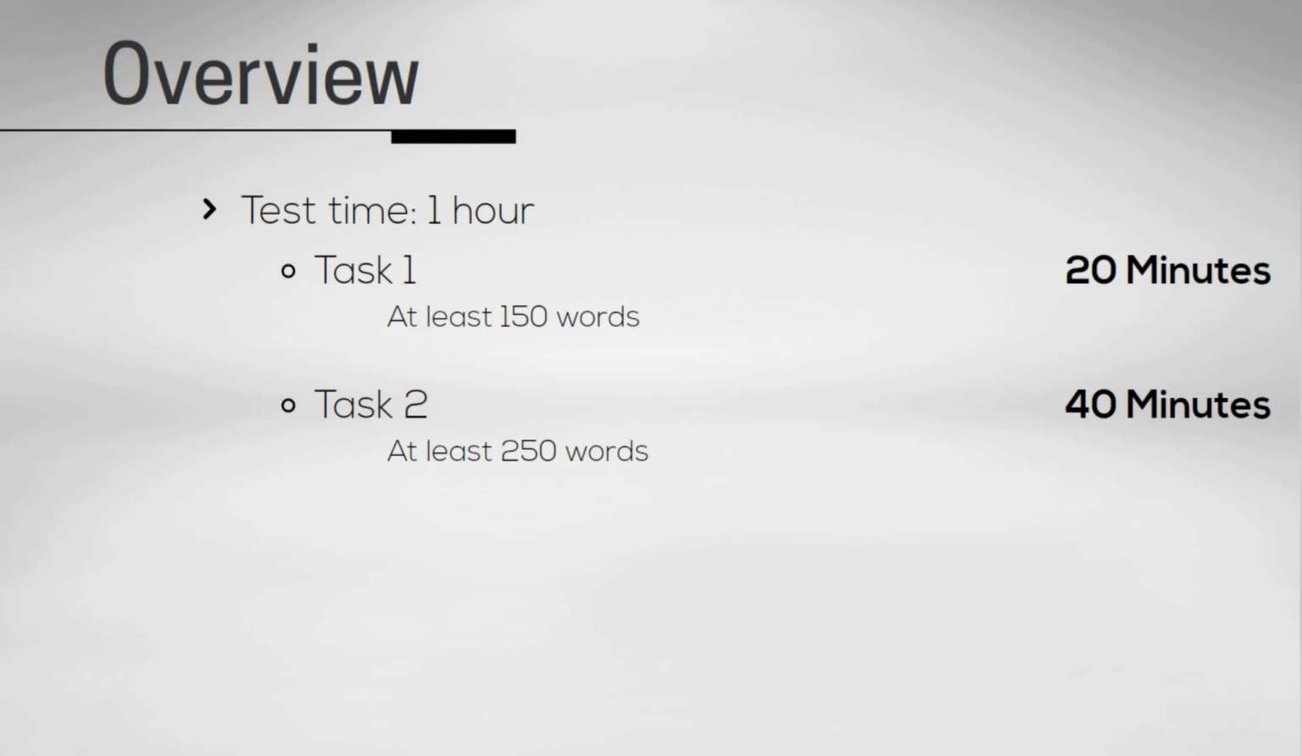So first, the writing test lasts 1 hour. It's divided into 2 tasks. You should spend no more than 20 minutes on the first task. This will give you 40 minutes for the second task. And you need to write at least 150 words for Task 1 and 250 words for Task 2.